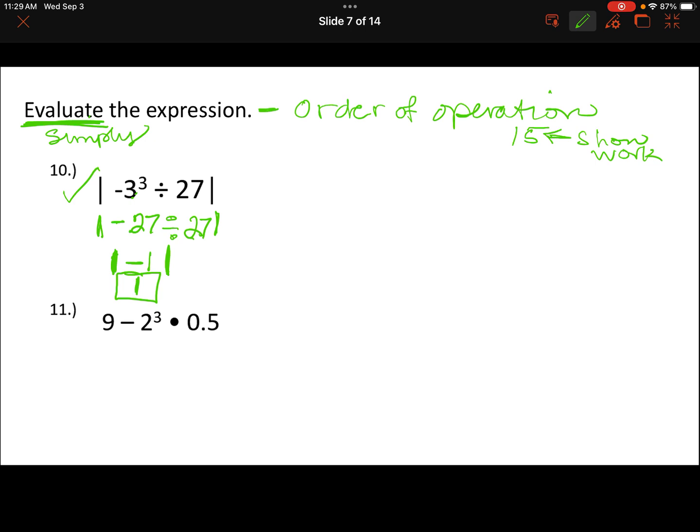Working through the order of operations. Here I'm going to have 9 minus 2 to the third, which is 8, times 0.5. 9 minus 4, I'm going to be at 5. Make sure you don't do 9 minus 8 first. That would get you a much different answer.